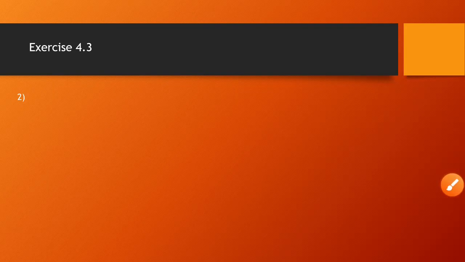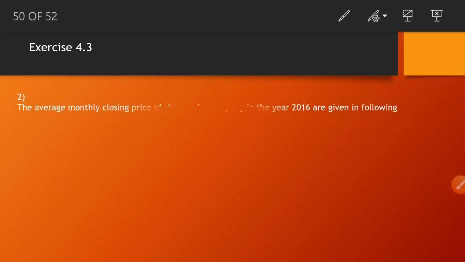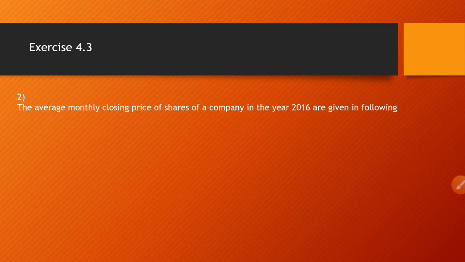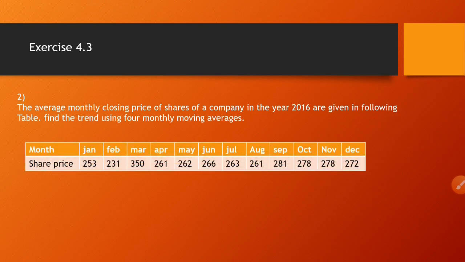So we are doing 4.3 number 2. This is also a 4 yearly average method. The average monthly closing price of the share of a company in year 16 is given in the following table. Find the trend using 4 monthly moving average. It can be yearly moving average, monthly moving average, or weekly moving average. It doesn't make any difference as such.